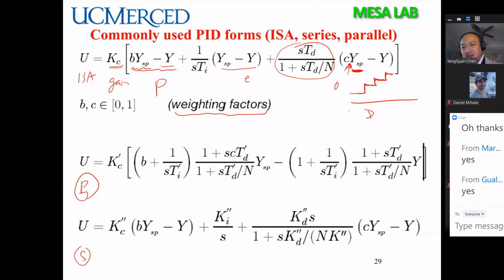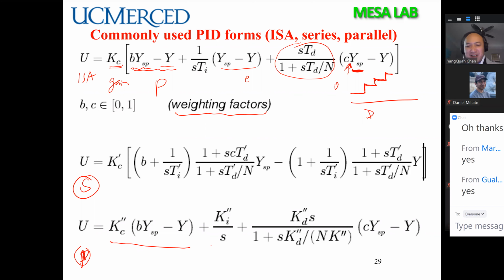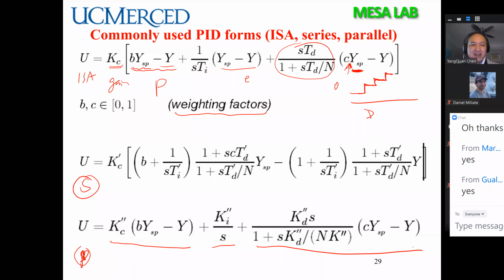So this is actually a series, I'm sorry. This is a parallel. This is a textbook form. So this is P, this is I, this is D. But they have their own individual gains. I think this is interesting.